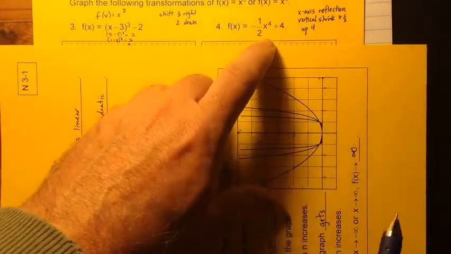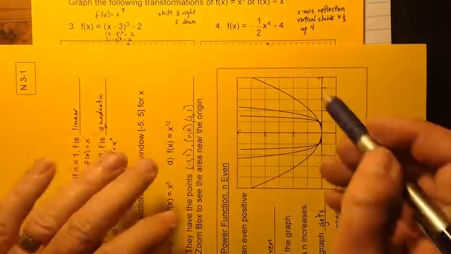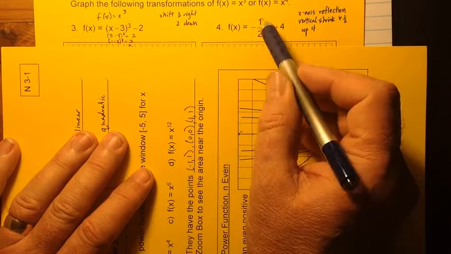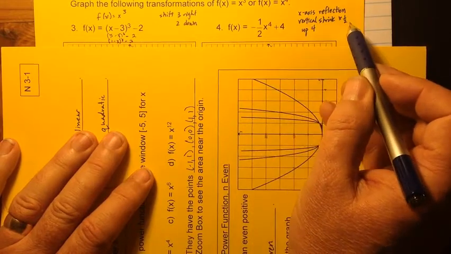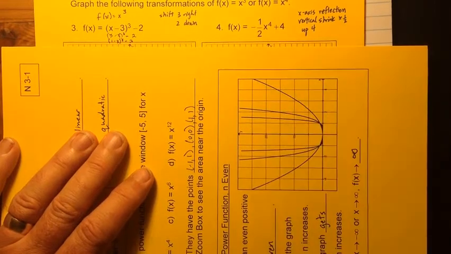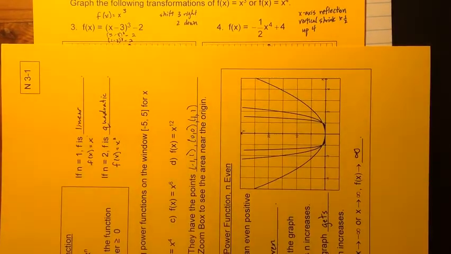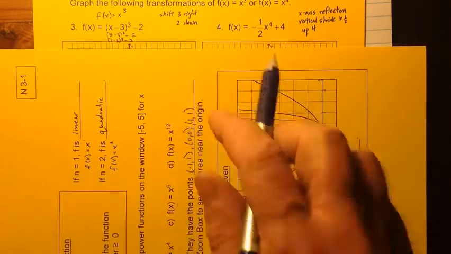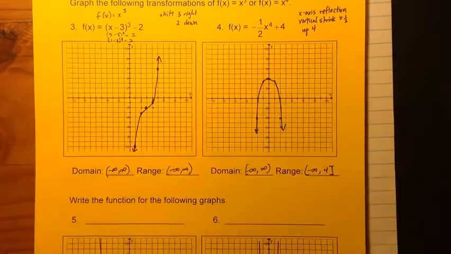We've got negative 1/2 x to the 4th plus 4. So I've got a negative sign, which does an x-axis reflection. The 1/2 makes a vertical shrink times 1/2. And then up 4 from the plus 4 here. Notice it's not in parentheses, so it's going to be up and down. All right, so with x to the 4th, remember it's that flat quartic.